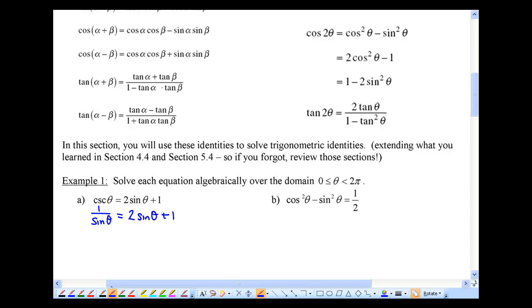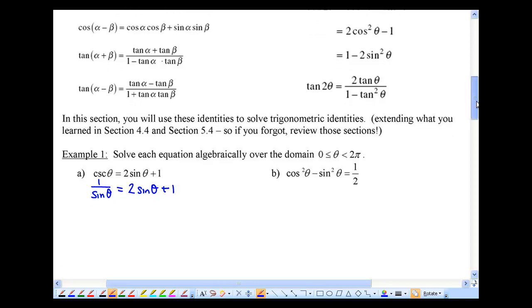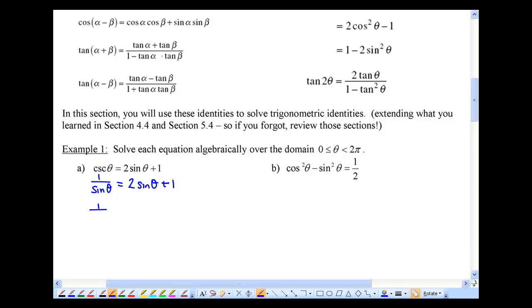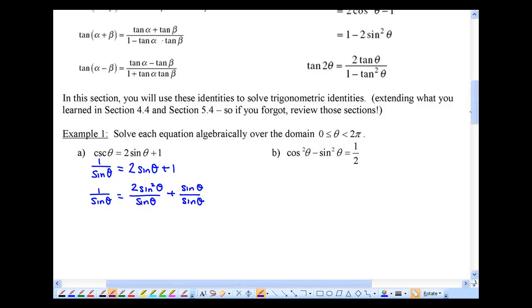Don't really like having the denominator of sine theta, so I'm going to clear the denominator by multiplying by sine theta. Or some of you, when you learned rational expressions in grade 11, were told to rewrite all the terms with sine theta as the denominator. And if we do that, what we're missing up top is another sine theta, which becomes sine squared theta. And then the 1 just becomes sine theta over sine theta. And so when you've got the denominators being all the same, we can just equate the numerators. So 1 equals 2 sine squared theta plus sine theta.